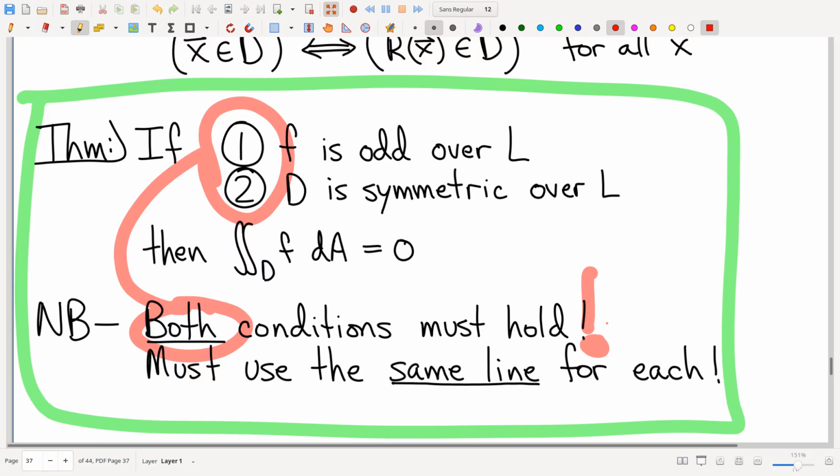And it goes the other way. Sometimes students will see an integrand and they'll see odd powers and they'll be like, hey, boom, odd.